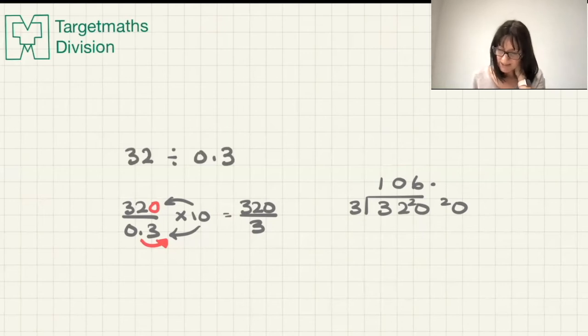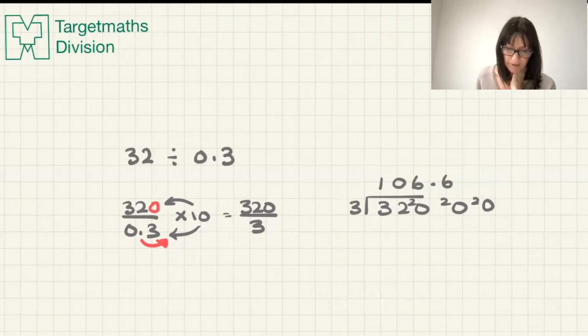Now 3's into 20 go 6. 3 6's are 18, leaving me 2. And hopefully you can already see that this pattern is going to continue and not break. You could do a couple more just to be sure, but we can already see that 20 came up here, it's come up here, and now it's coming up a third time. So that's enough for me to be happy that this is going to recur. And my final answer is 106.6 recurring.